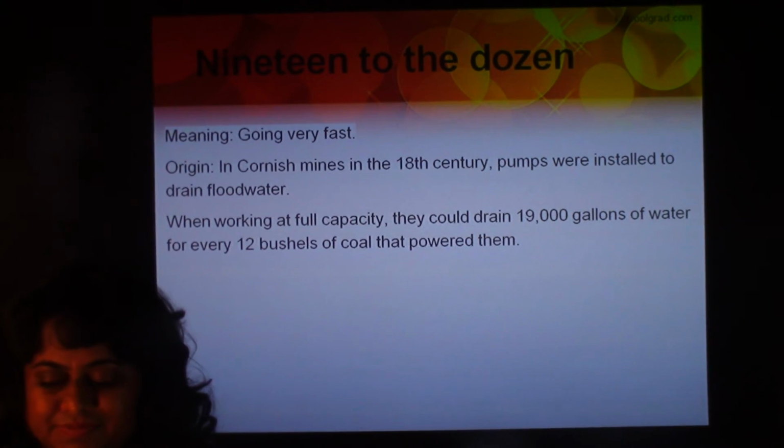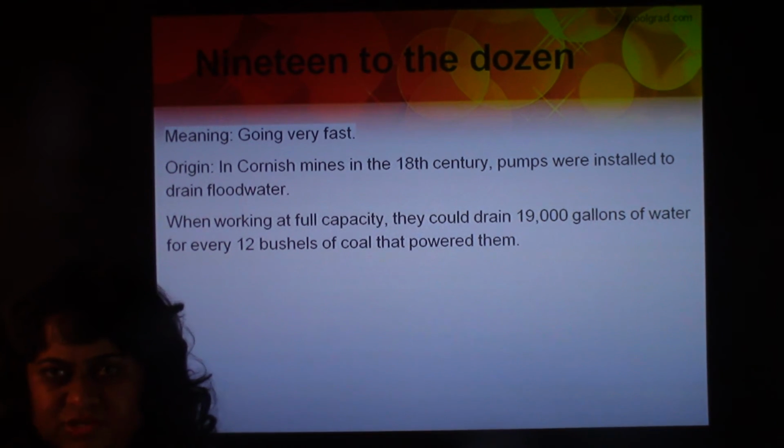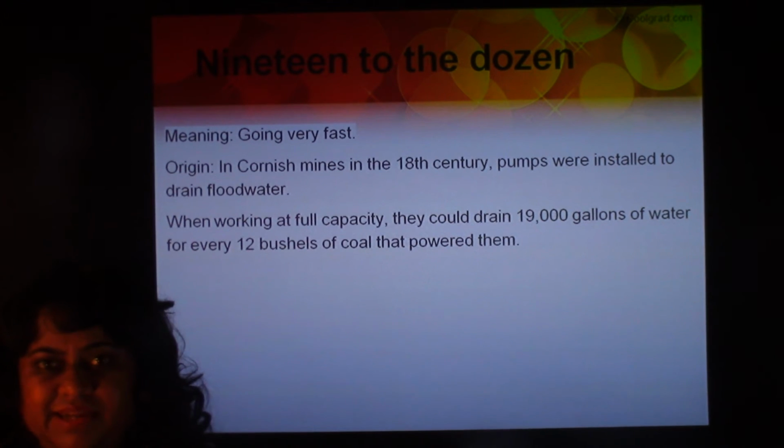19 to the dozen. It means going very fast. So in the Cornish mines in the 18th century, pumps were installed to drain floodwater. When working at full capacity, they would drain 19,000 gallons of water for every 12 bushels of coal that powered them. So for 12 bushels of coal, they would pump 19,000 gallons of water. So it was 19 to the dozen.